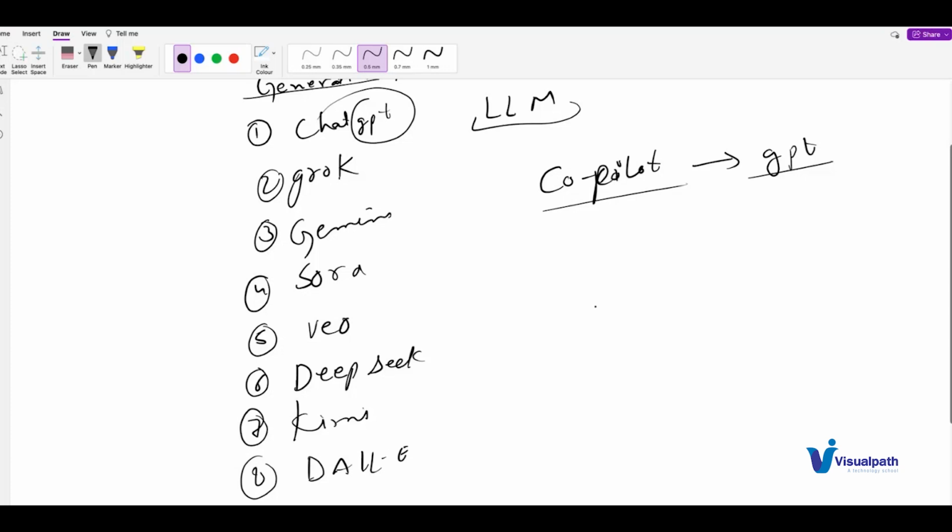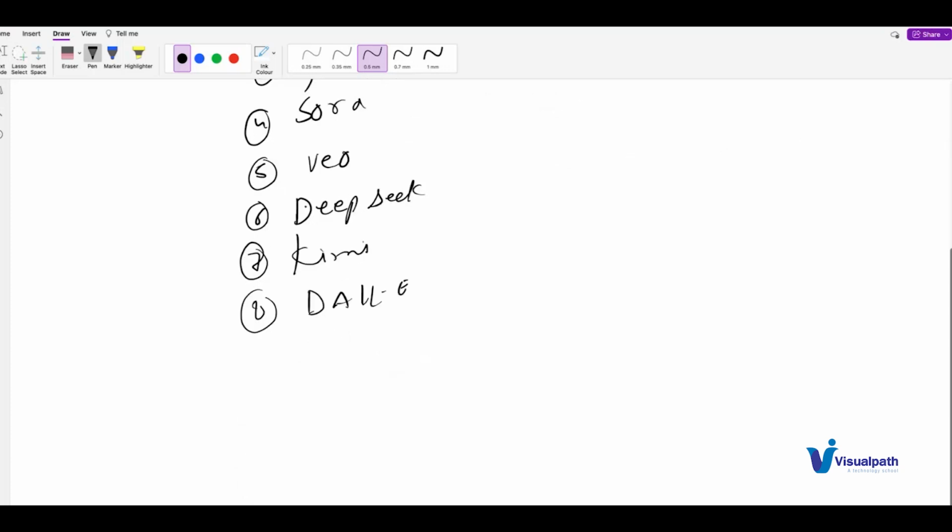However, the main question is how these models are trained and what exactly training means here. Because all these models look like they're doing some magic, but it's not magic. It's purely maths playing behind the screen.